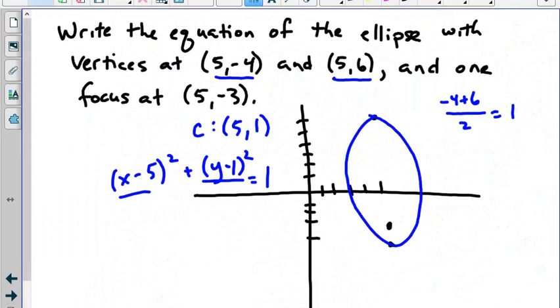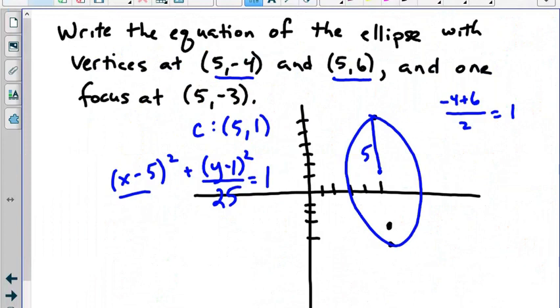It's pretty easy to figure out what b is going to be because it looks like the b is changing. And if those are the vertices, that means that's the longer part. If the center is at 5, 1 and we go all the way up to 5, 6, that means that's 5. So our semi-major axis is 5, which means we're going to put 25 under the y minus 1.